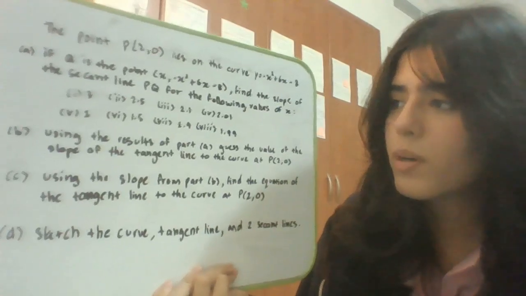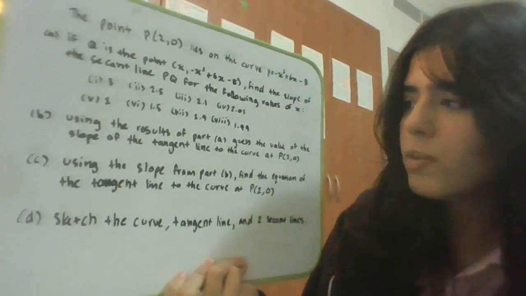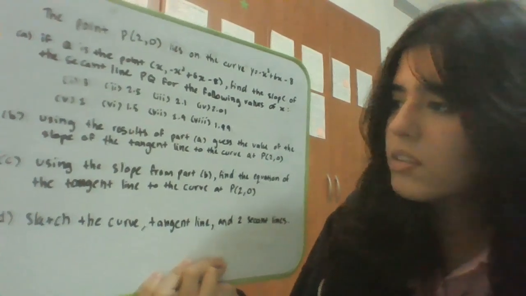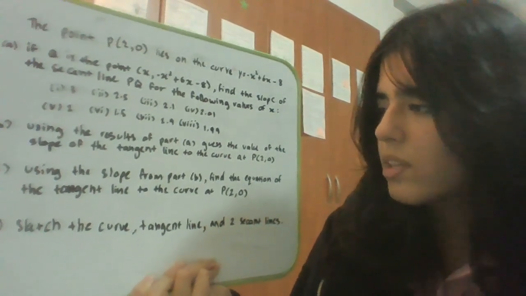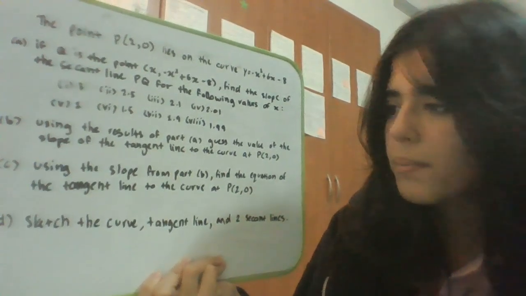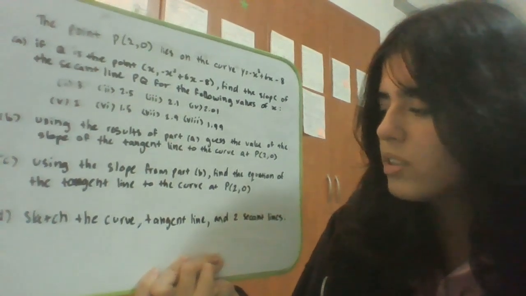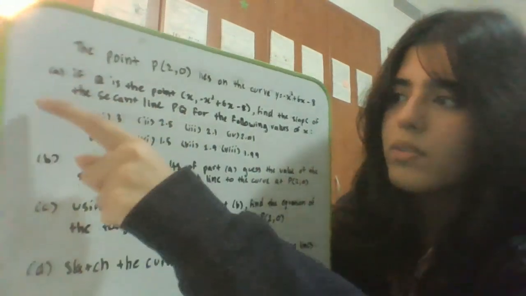Part B is asking, use the results of part A and guess the value of the slope of the tangent line to the curve at point P. Part C is asking, using the slope from part B, find the equation of the tangent line to the curve at point P. And then D is asking, sketch the curve, tangent line, and two secant lines. So we're going to start off by solving for part A.